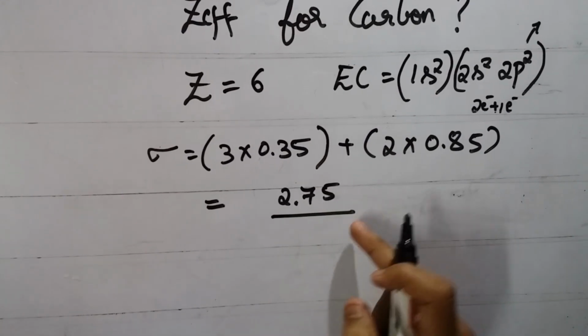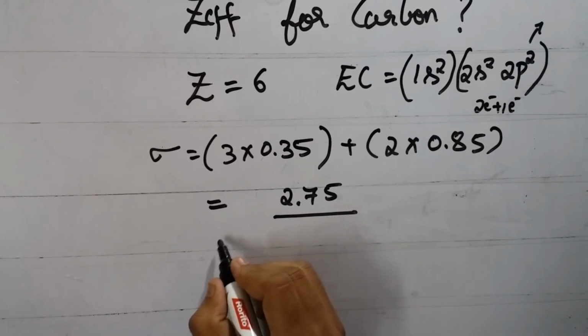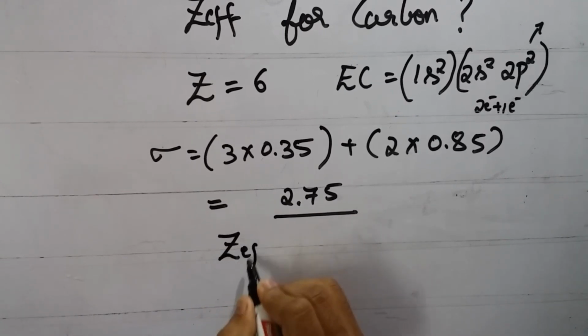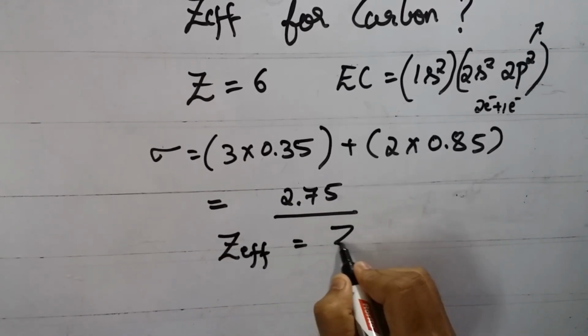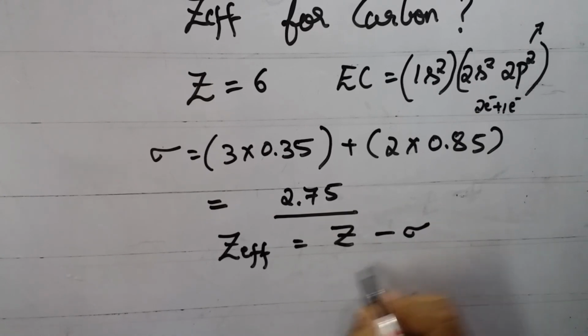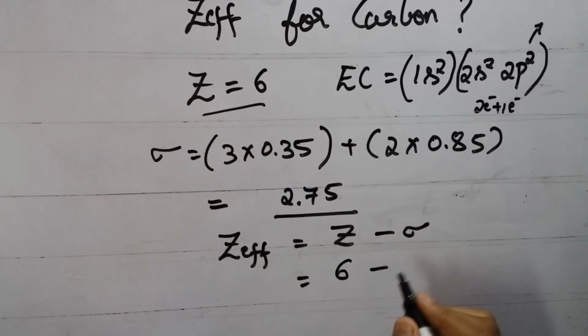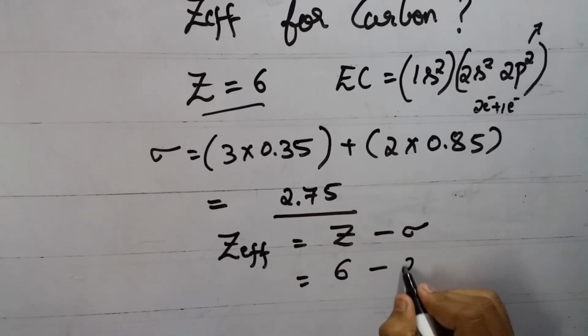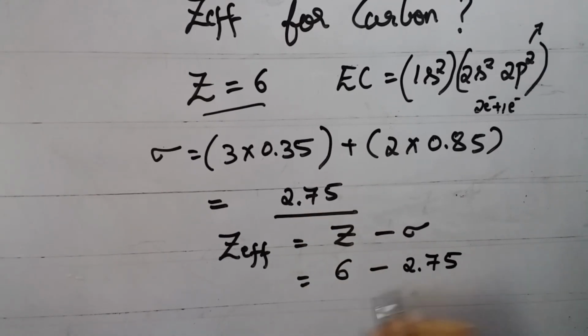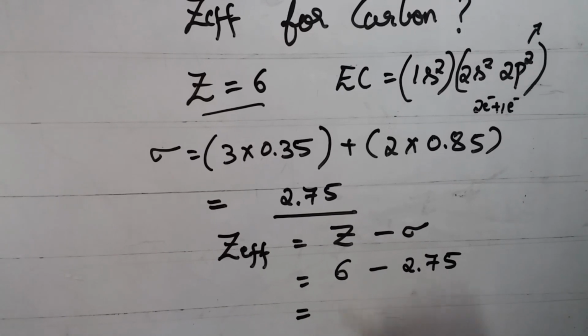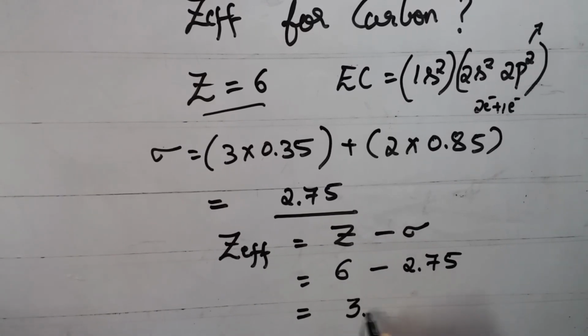and as I have calculated earlier, now Z effective would be Z minus sigma, where the value of Z is 6 minus 2.75, the sigma value. Then Z effective would become around 3.25.